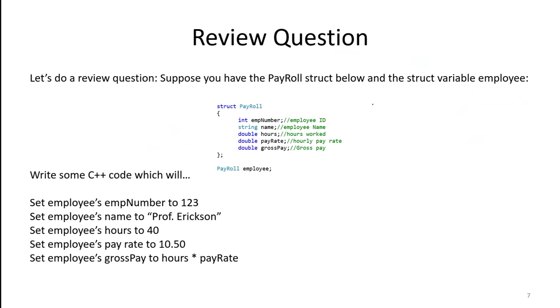In this example, we've declared a payroll struct, as shown here. So this payroll struct can be used to declare payroll type variables. Each payroll type variable will contain an employee number, a name, hours, pay rate, and gross pay. Then in this line of code, we declared a payroll type variable named employee.